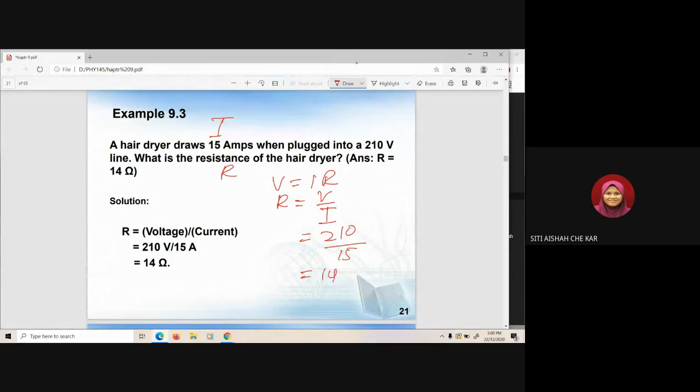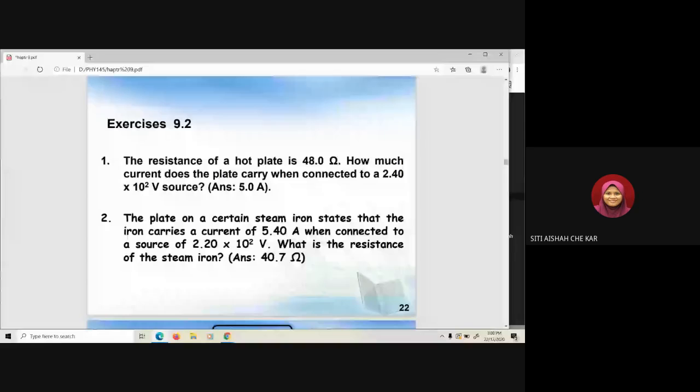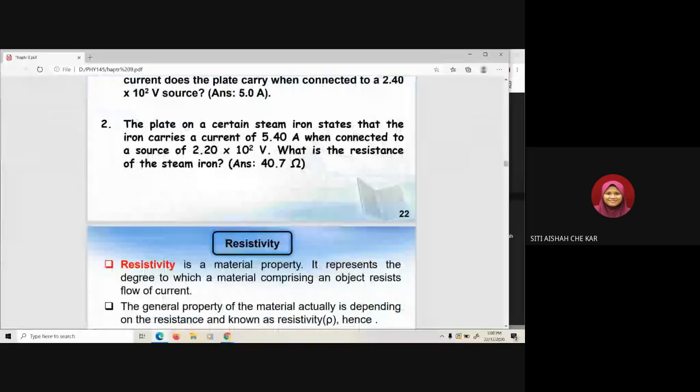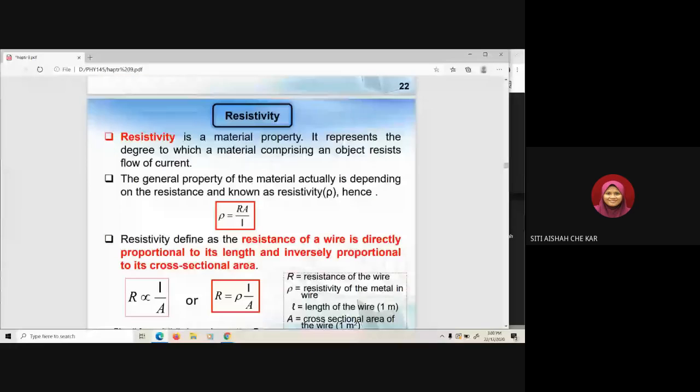Okay, we have exercise 9.2. You can do it by yourself, but if you have any problem, you just ask me. Okay, now we go to the resistivity. Resistivity is a material property. So this is the third formula that you have to know.